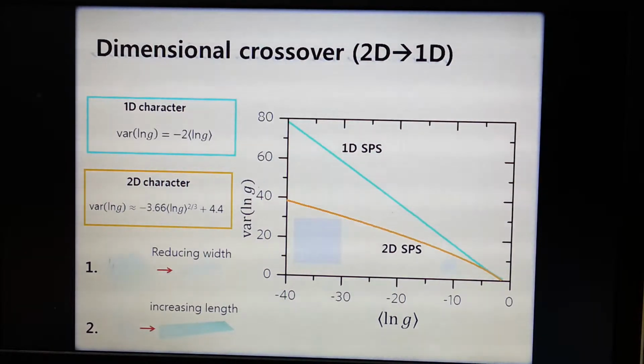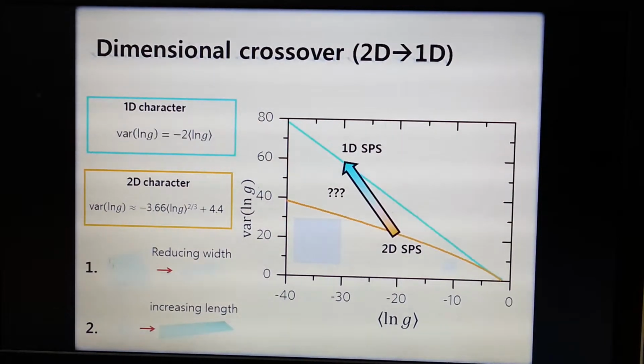Now we examine the crossover behavior of conductance between 1D and 2D systems. By changing the dimensionality of the system from 2D to 1D, our goal is to find out if this kind of general transition is possible or not. Here, we think of two basic strategies to obtain the dimensional crossover. First one is reducing the width of the 2D sample, and second one is increasing the length.